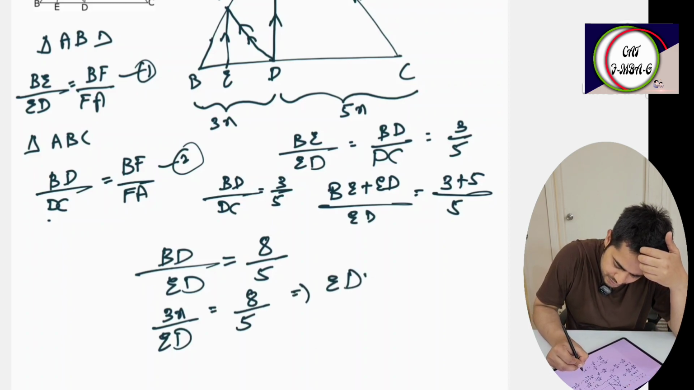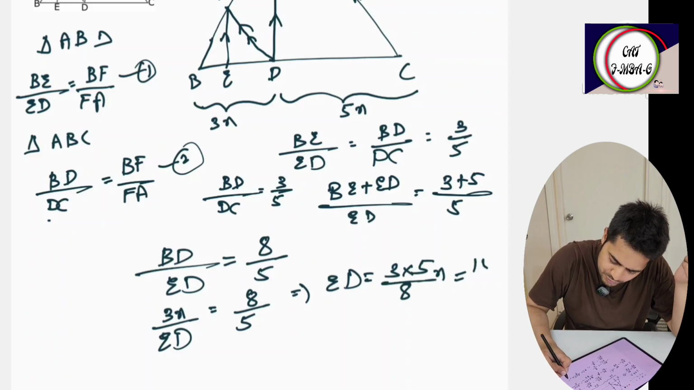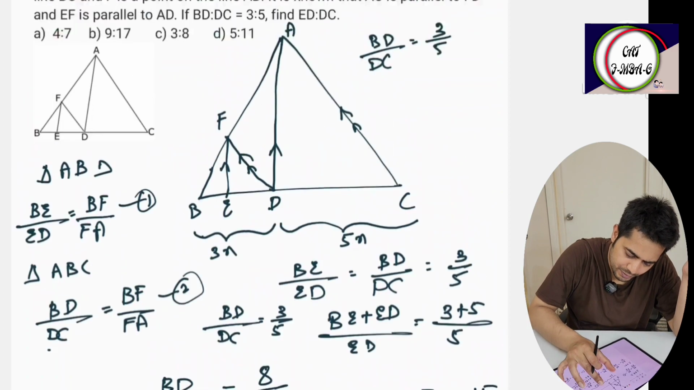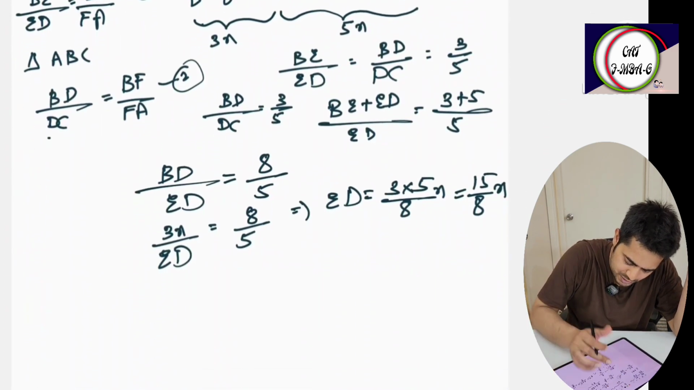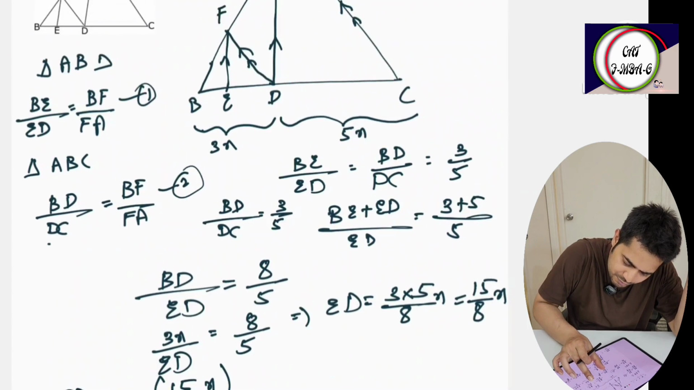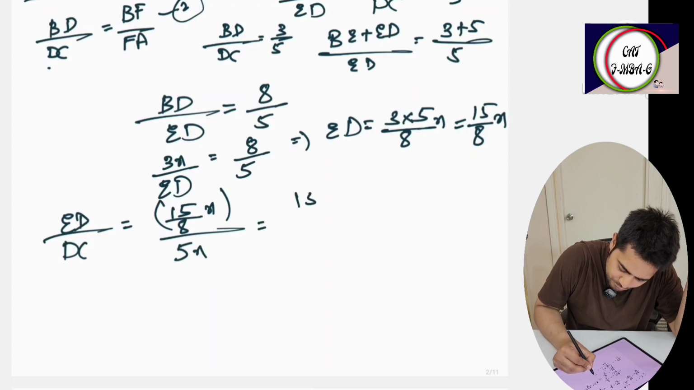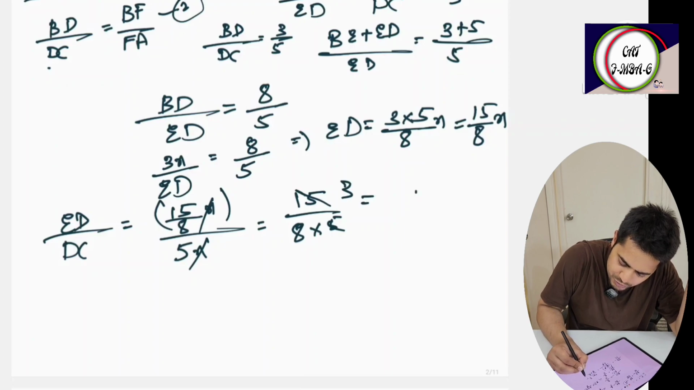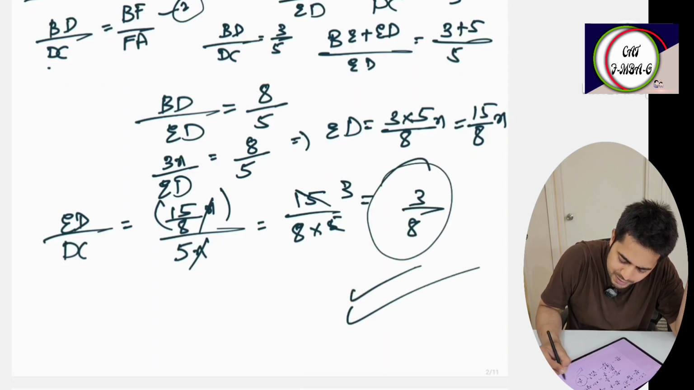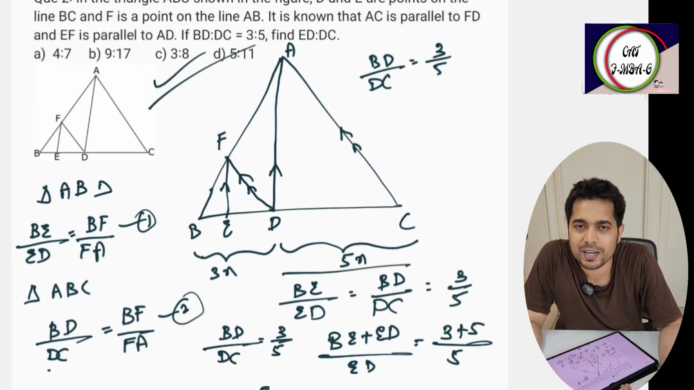So 3x by ED is equal to 8 by 5. That implies ED is equal to 3 into 5 by 8 x, so it is 15 by 8 x. This is ED. Now what we have to find is AD to DC. So ED divided by DC is equal to 15 by 8 x divided by DC. We know that DC is 5x, so divided by 5x, the x gets cancelled, 8 into 5, 5 into 3, 15. So the ratio is 3 is to 8. Let's see if any option is there. Yes, option C is the right answer. 3 is to 8 is the right answer.